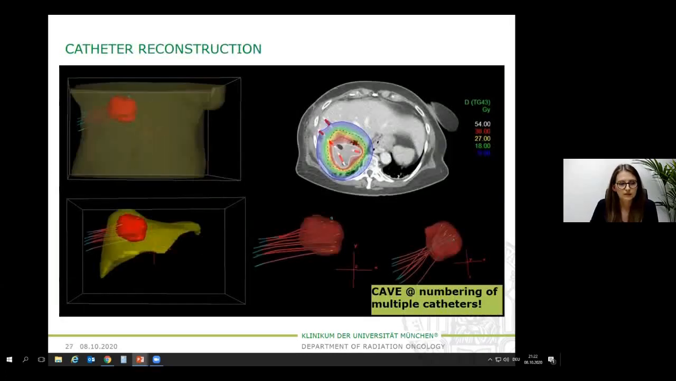After that, it's really important if you use multiple catheters, like in this image, that you have a good numbering of them, because it can get very crowded. So usually we have an image of the skin of the patient, where we look at which catheter number exits the skin, and then we correlate that with our reconstructions so that you don't mix up any catheters.